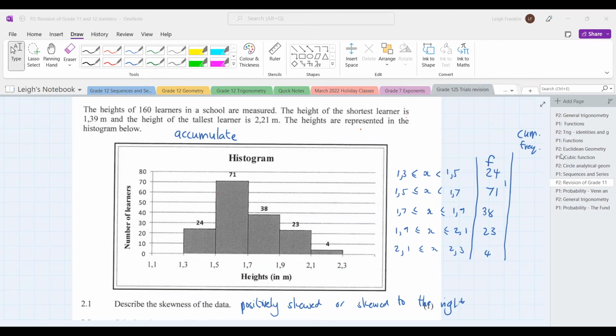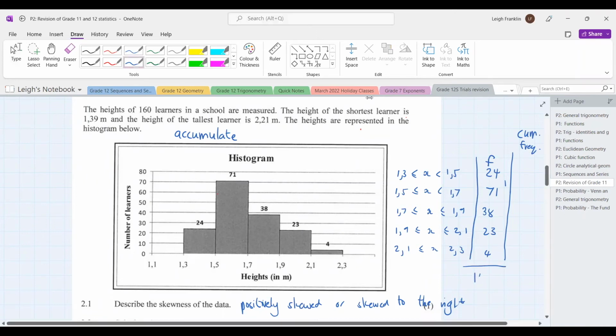How many people took part in the survey? Are you getting 160? Yes, there we go. Okay, and that makes sense just because look at the beginning of the question. It says the heights of 160 learners in a school are measured. So we know that this has to add up to 160. Okay, so N is 160.